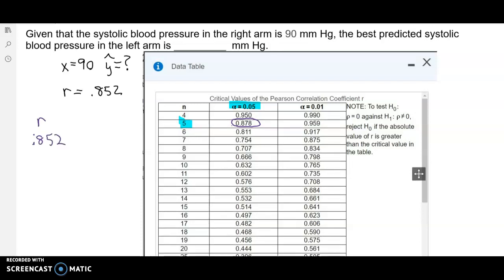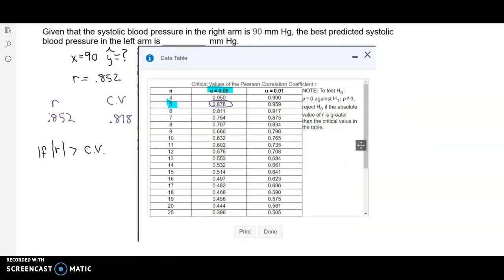So we need to compare our R, which is 0.852, to the critical value. I'm going to put CV for critical value of 0.878. Make this comparison, two different things could happen. The absolute value of R could be greater than the critical value. If that's the case, then we say that there's a linear correlation. If there's a linear correlation, what do you do? You plug X into the equation you came up with to solve for y hat.